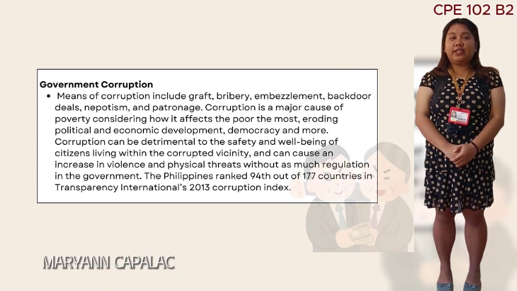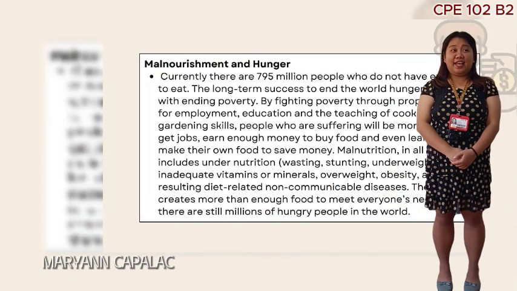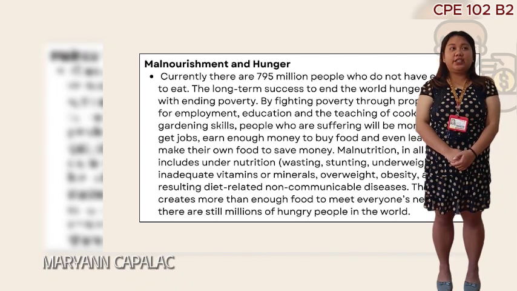The Philippines ranked 94th out of 177 countries in Transparency International's 2013 Corruption Perceptions Index. Debt, malnourishment and hunger. Currently, there are 795 million people who do not have enough to eat. The long-term success to end world hunger starts with ending poverty. By fighting poverty through proper training for employment, education, and the teaching of cooking and gardening skills, people who are suffering will be more likely to get jobs, earn enough money to buy food, and even learn how to make their own food to save money.